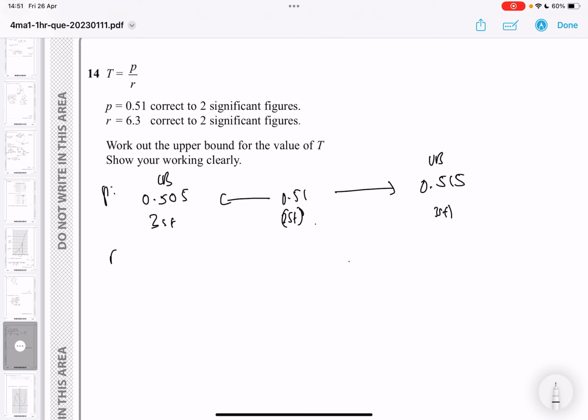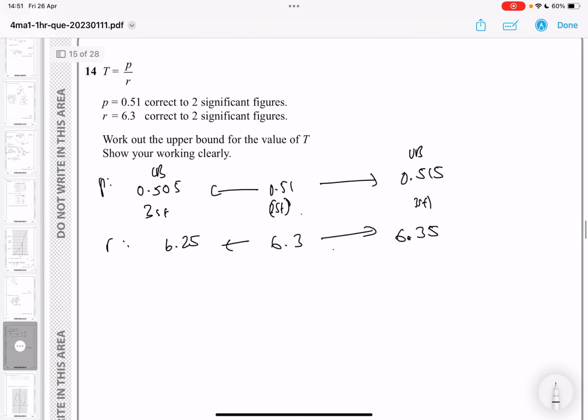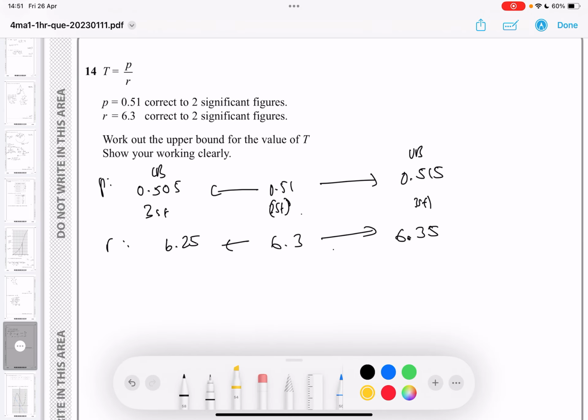Now if we do the same for R, 6.3, the upper bound will be 6.35, the lower bound will be 6.25, okay? It's to one significant figure more. Now it says work out the upper bound for the value of T.